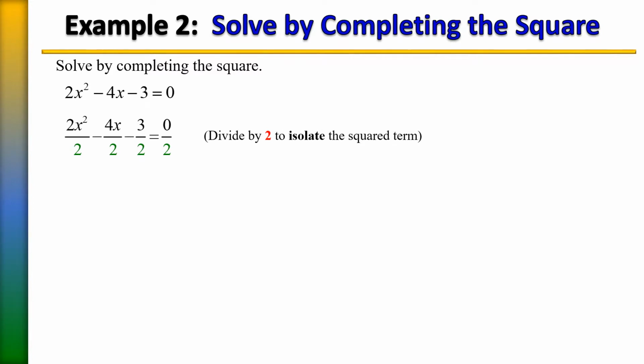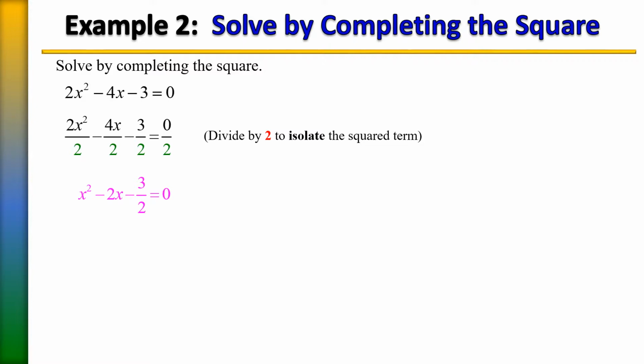So recall, what you do to one, you must do to all. Notice that all terms were divided by 2. Once you clean that up, if you look at the first term, the 2's will cancel out and leave you with the x squared term. For the second term, you have negative 4 divided by positive 2. That's going to give you negative 2x. The last term, you're going to have negative 3 halves. And on the right side, remember 0 on top equals 0. So this is now your equation.